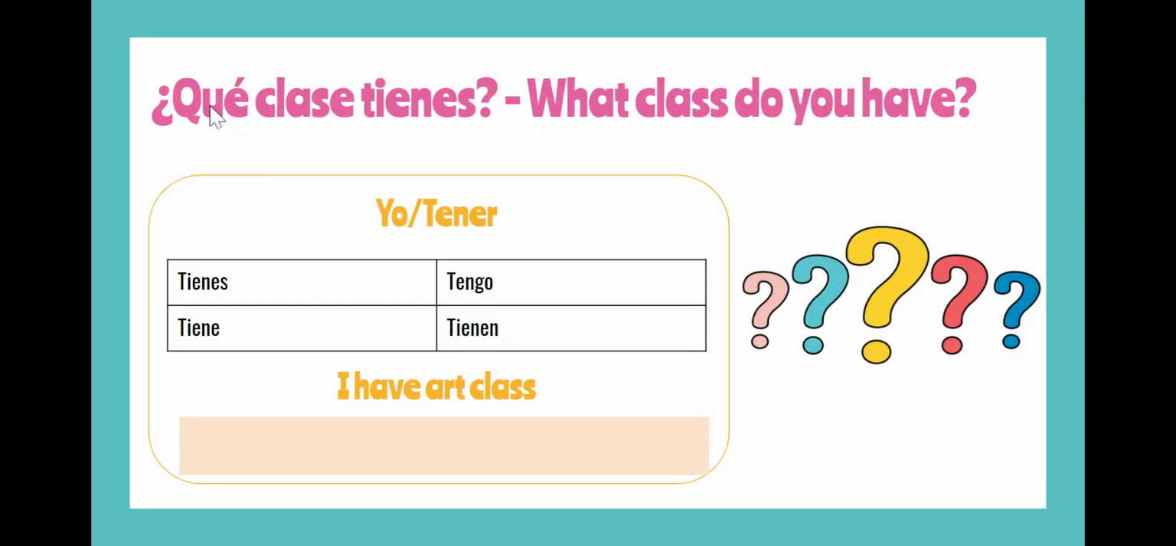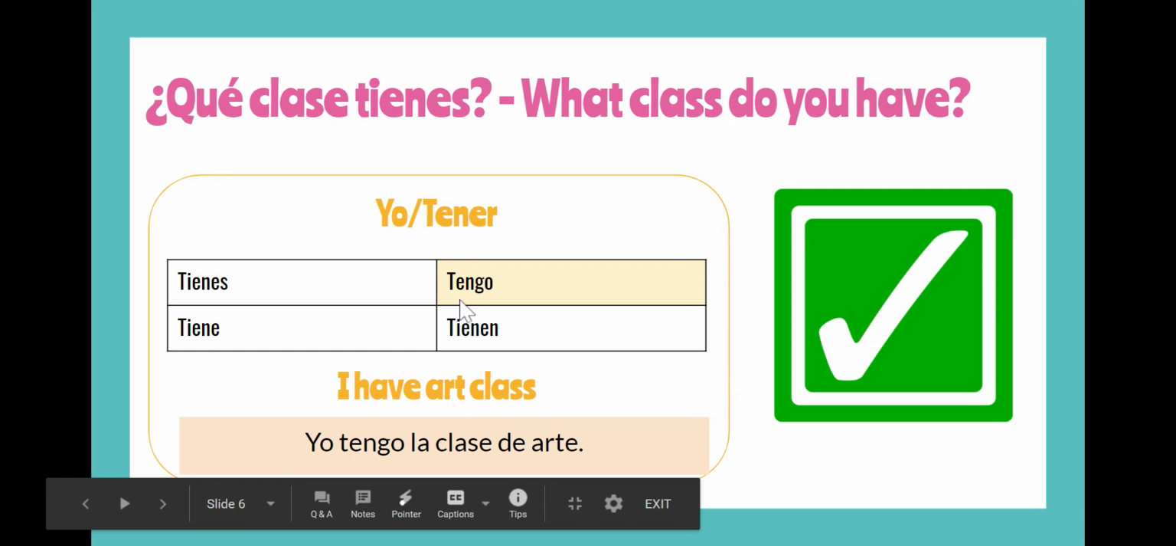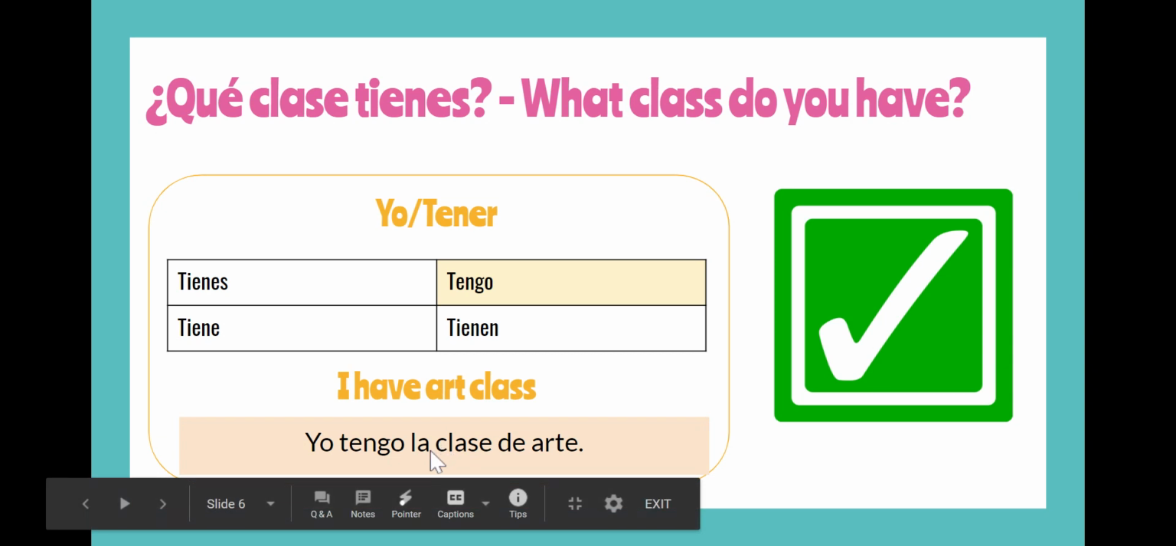If I asked you the question, ¿Qué clase tienes? What class do you have? And you want to say, I have art class. First thing we want to do is conjugate our verb to say I have, and then we can just add art class. So what we're going to do is say tengo, so we're choosing that form. I would say yo tengo, and then remember from yesterday the way to say the class of or art class, we say la clase de, and then we add in the class. So yo tengo la clase de arte.